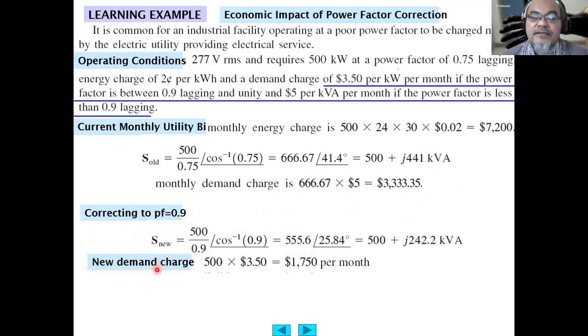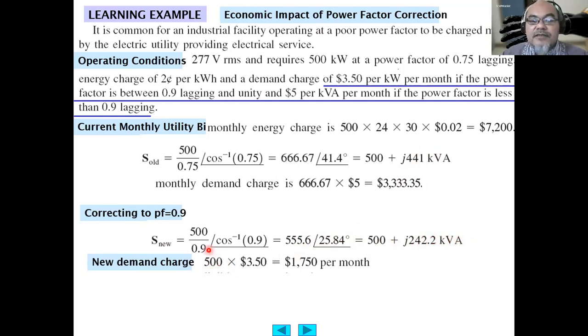If the power factor is corrected to 0.9 by adding an additional capacitive load, then the new complex power will be 500 kilowatt divided by 0.9 with the phase angle of arc cosine 0.9. So this new complex power will be 555.6 kilovolt ampere with a phase angle of 25.84 degrees, or in complex format equal to 500 plus j242.2 kilovolt ampere. See here that the reactive power is smaller. Instead of 441 kilovolt ampere, it becomes 242.2 kilovolt ampere.